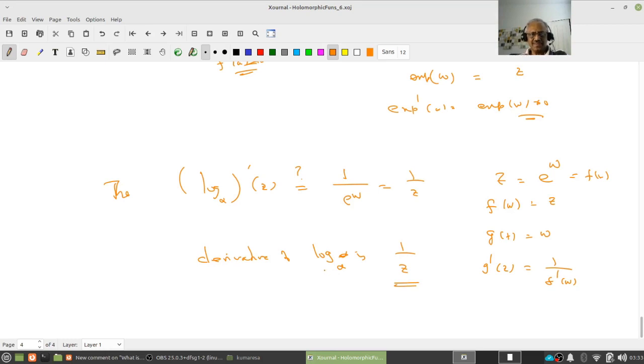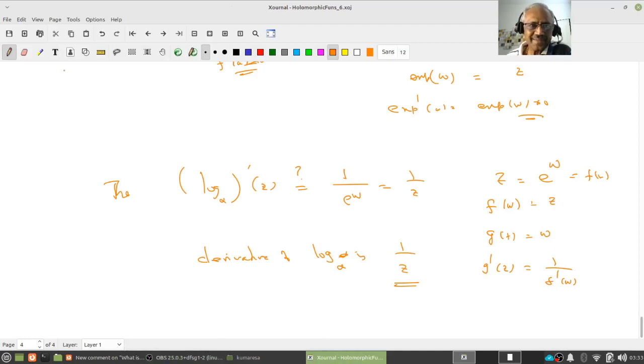Isn't it nice? This is exactly similar to what you have seen in real analysis. The derivative of logarithm log x is 1 by x. You got it. Good. So just make sure you follow this.